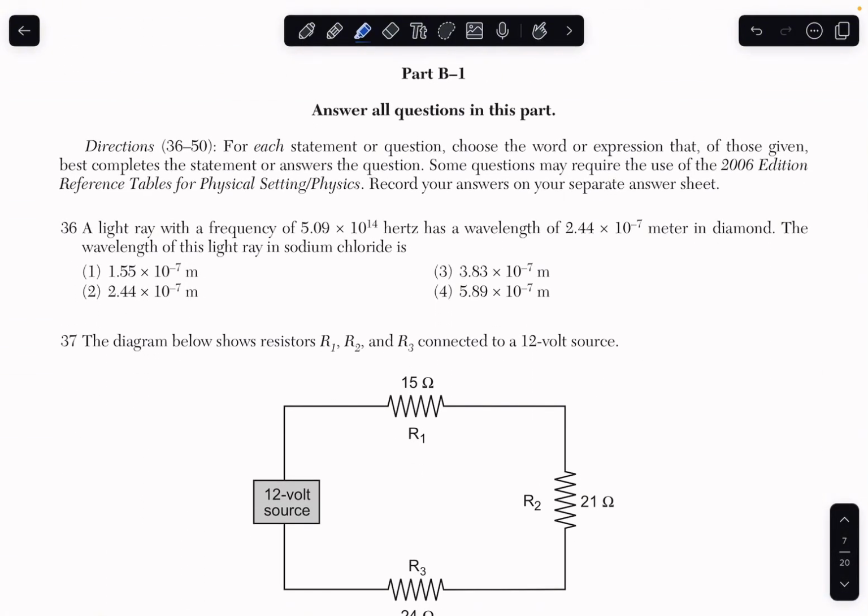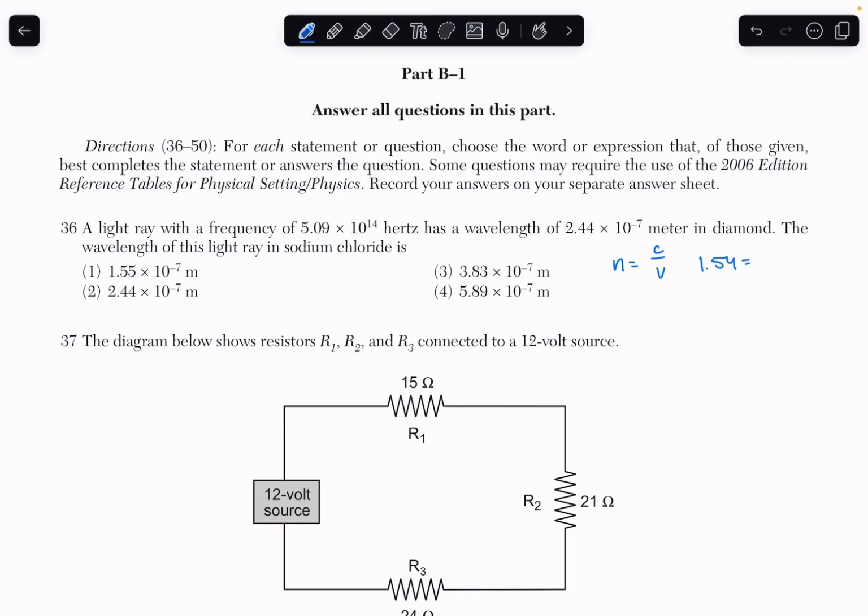So now we're on to part B. 36. A light ray with a frequency of 5.09 times 10 to the 14th Hertz has a wavelength of 2.44 times 10 to the negative 7th meter in diamond. The wavelength of this light ray in sodium chloride is... The first step in this question is finding the velocity of the light ray in sodium chloride. We can use the equation n equals c over v in order to do this. We just have to look in the reference table to see what the n, or the index of refraction, for sodium chloride is, and that is 1.54, and we just plug in the rest.